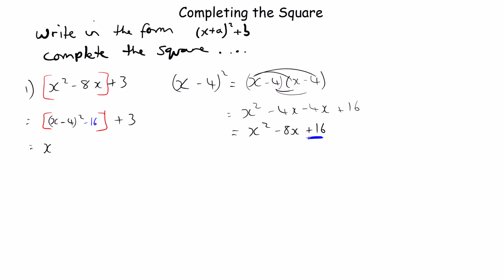Now our two red brackets are the same. We can just write it out, but rather than write minus 16 plus 3, we can combine those to give us minus 13. That is in the right form, that is our answer.